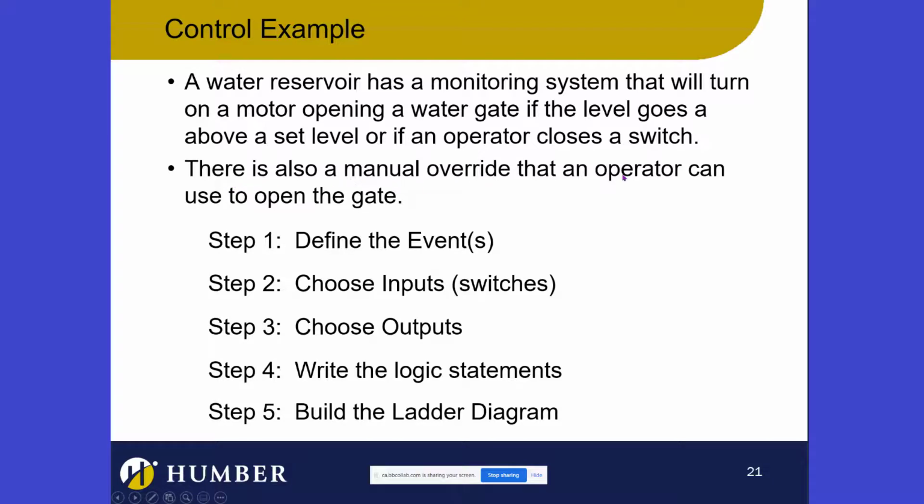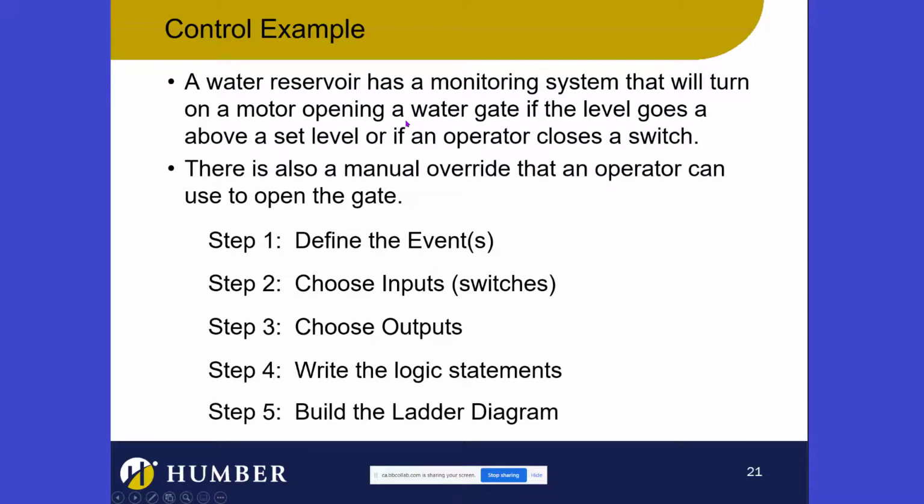And then there's a manual override that an operator can use to open the gate. So that's the switch here. So what we're going to do is define the events, and then we're going to choose the inputs. We're going to choose the outputs first actually, because in any control, we're actually controlling something. In this case, we're just controlling a motor. But we have to define the events. And I think in this case, the events are pretty simple. We're going to choose the inputs. We already kind of know one of the inputs.